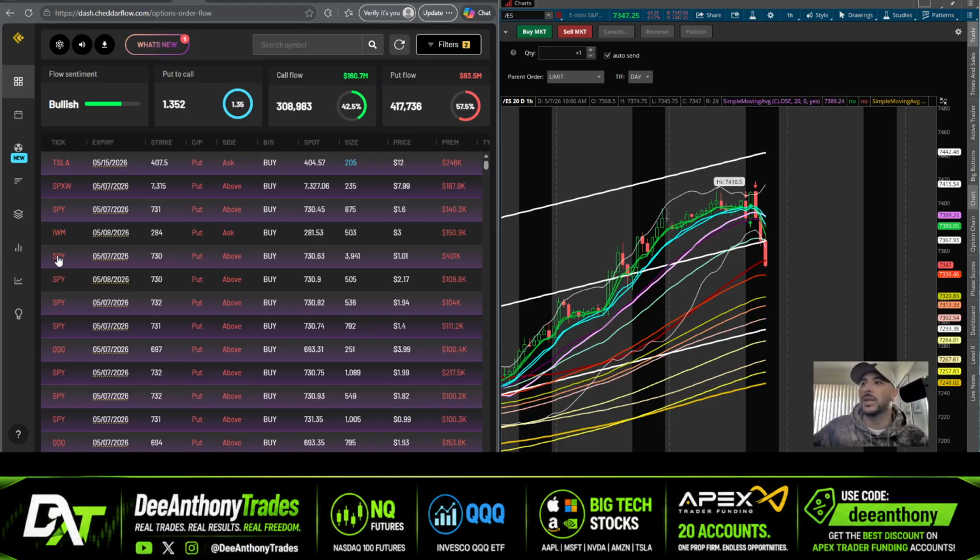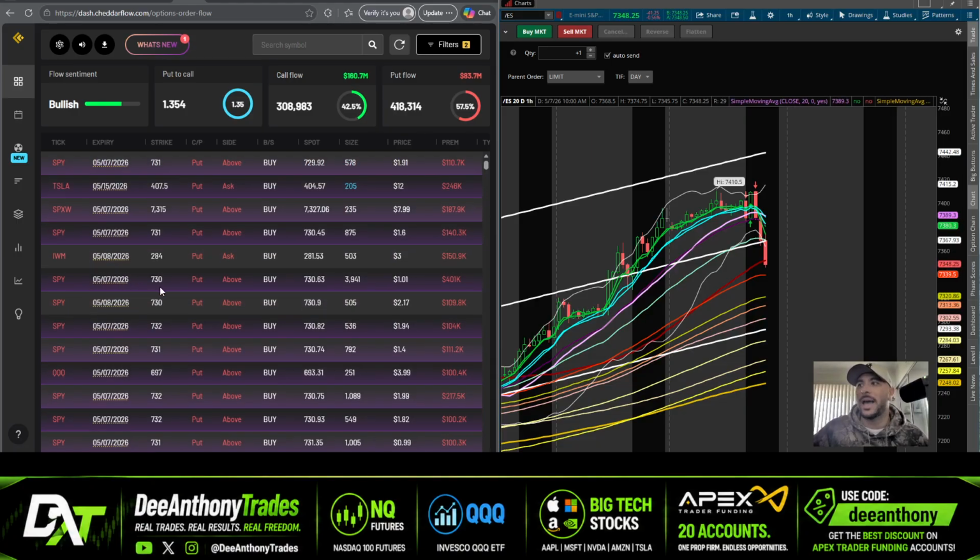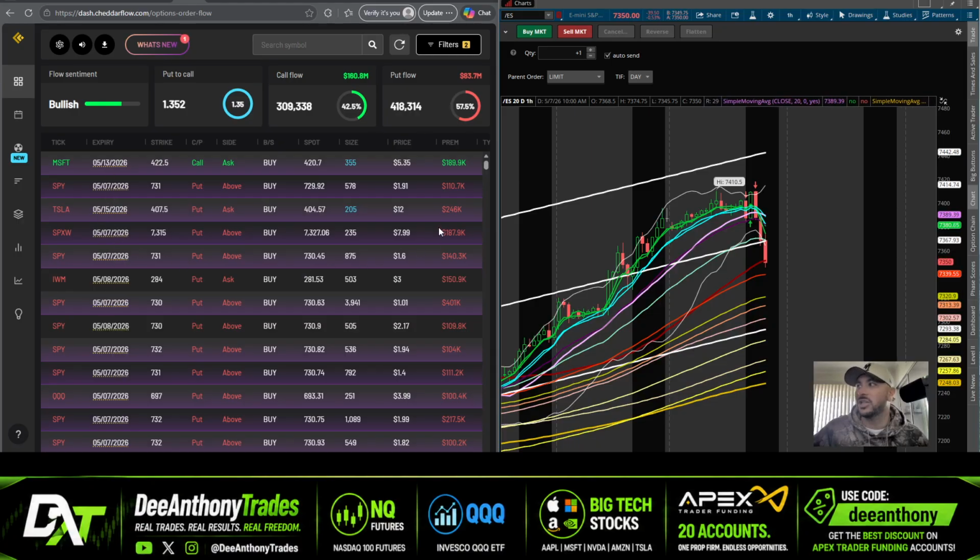And if you look at all of the puts that are coming in here, SPY 730, SPY 730, SPY 732, all of these short-term expirations for today's expiration. Premiums, I have them set on my filter over $100,000. I don't want any small bets in there. I want to see people who are actually laying some real cash on the line. $100,000 bet here, $200,000 bet here on the SPX. What else do we got? $401,000 bet here, $100,000, and so forth. You guys get the drift.